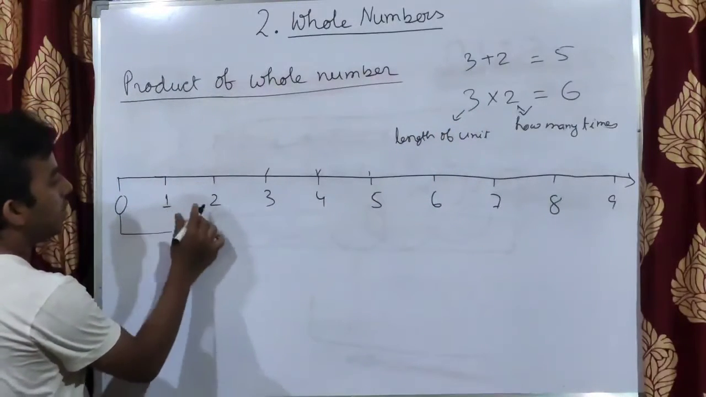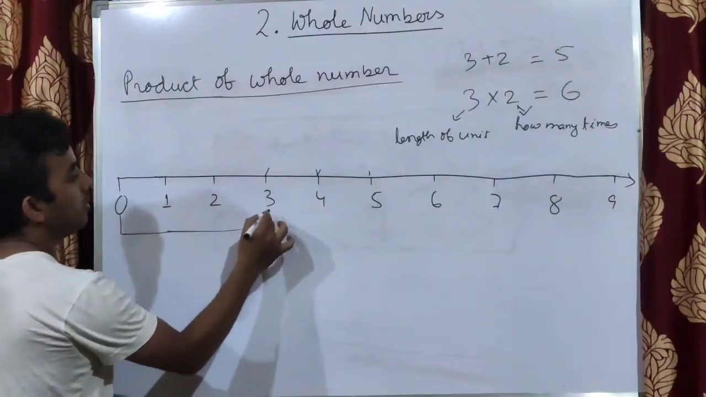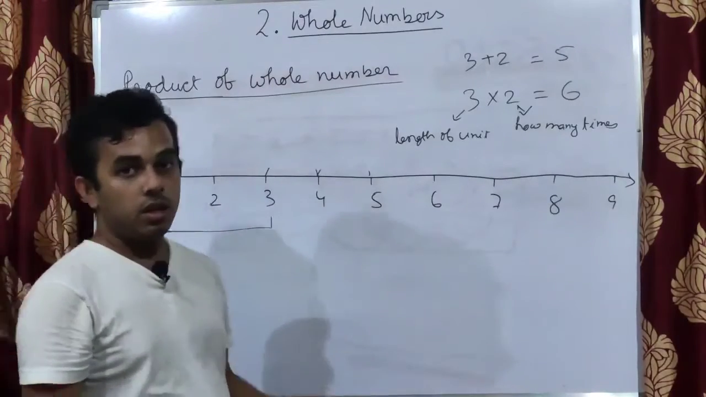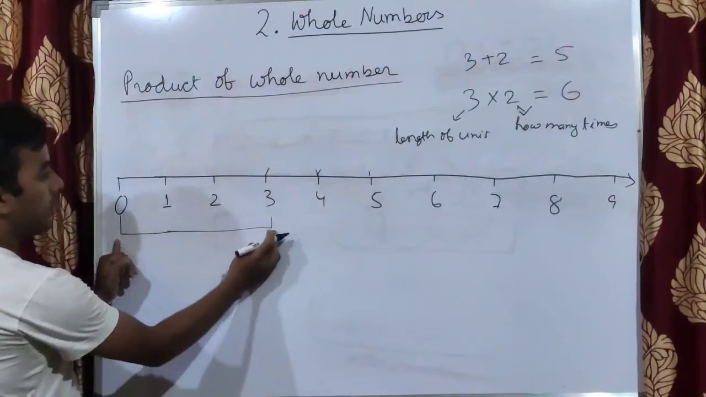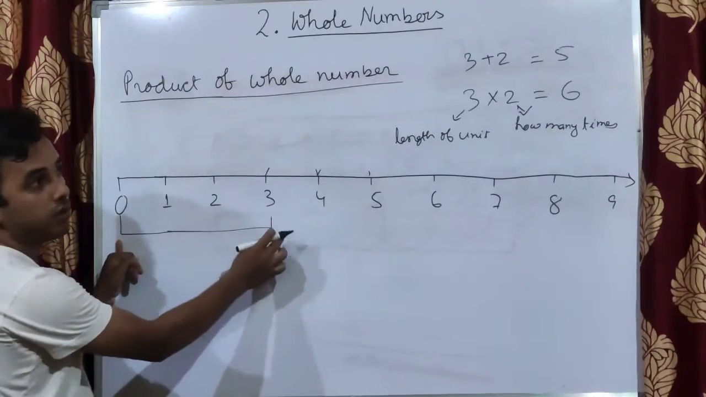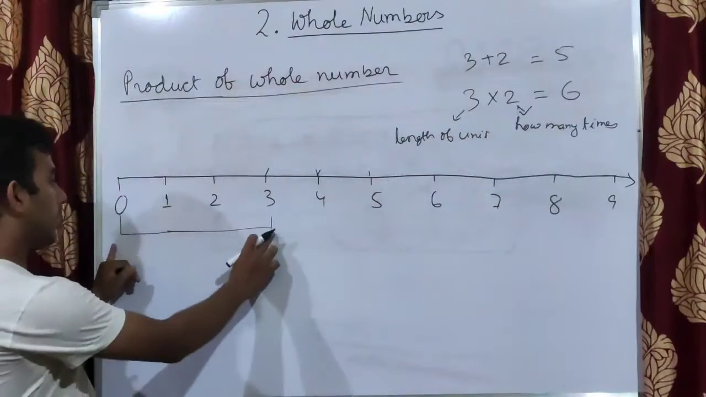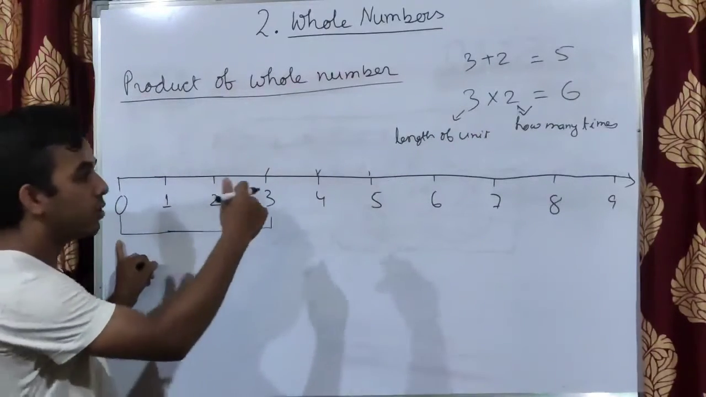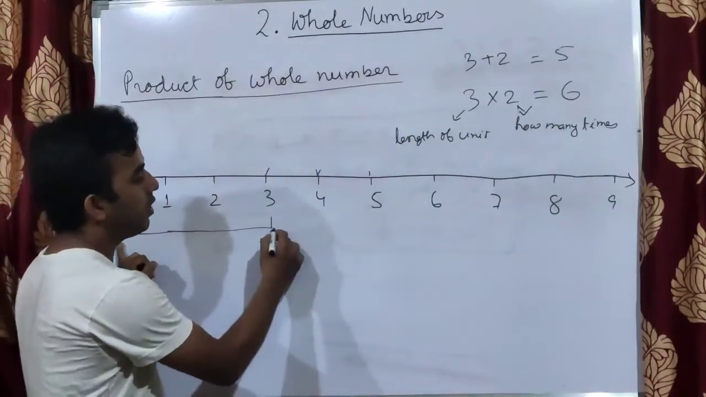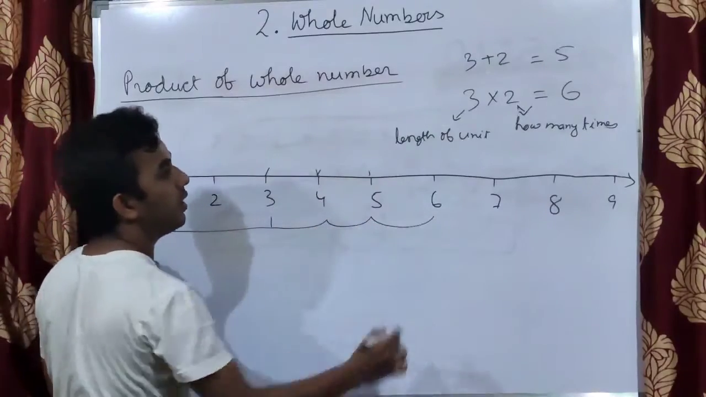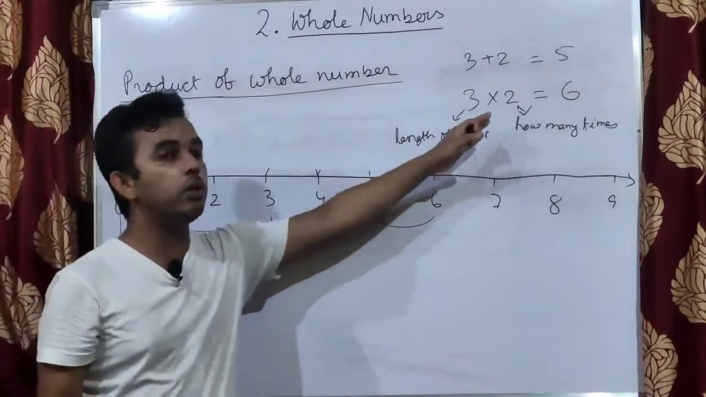1, 1, 2, 3. So this is our first unit. That means this length is our 1 unit. Okay. Then how many times will we take this much length? 2 times. So our next 3 units is what? 1, 2, 3. So we have taken, look, 3 units 2 times.